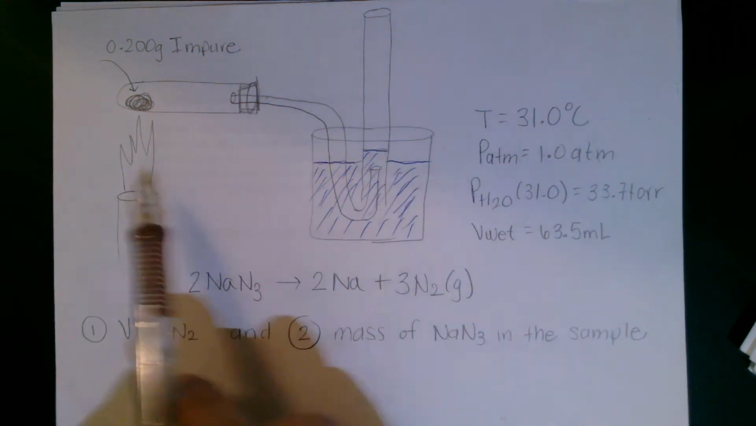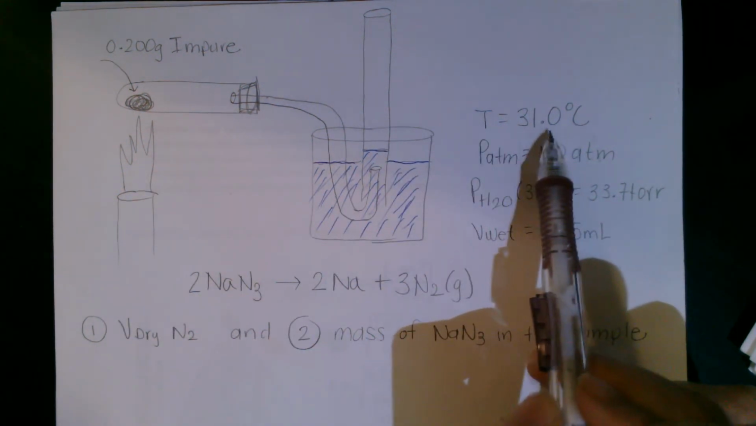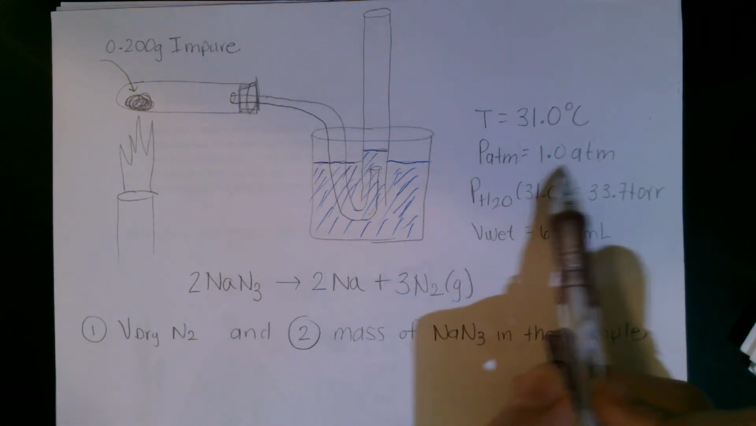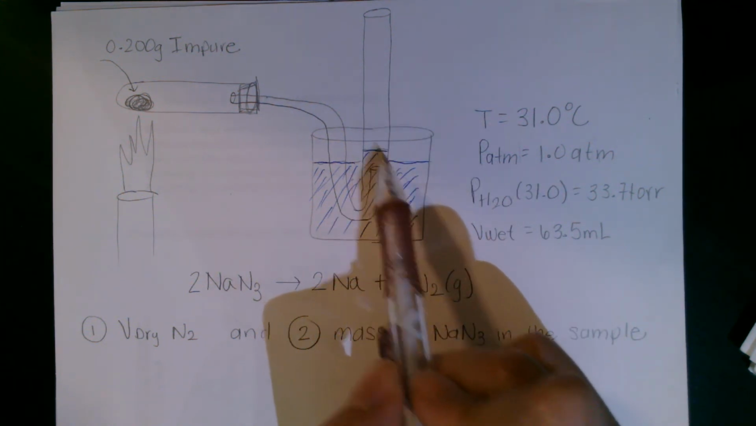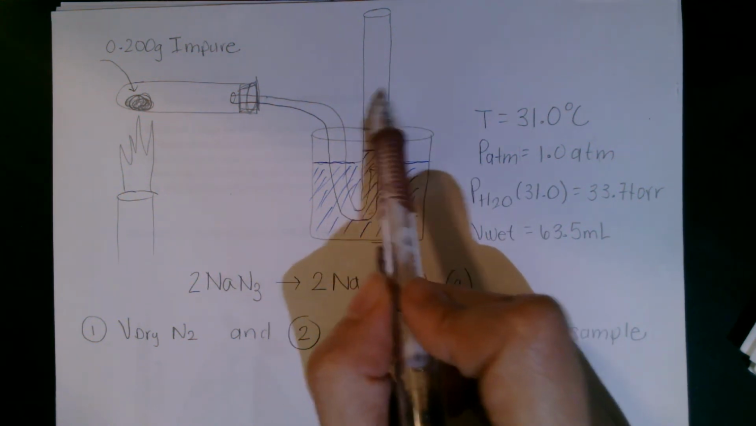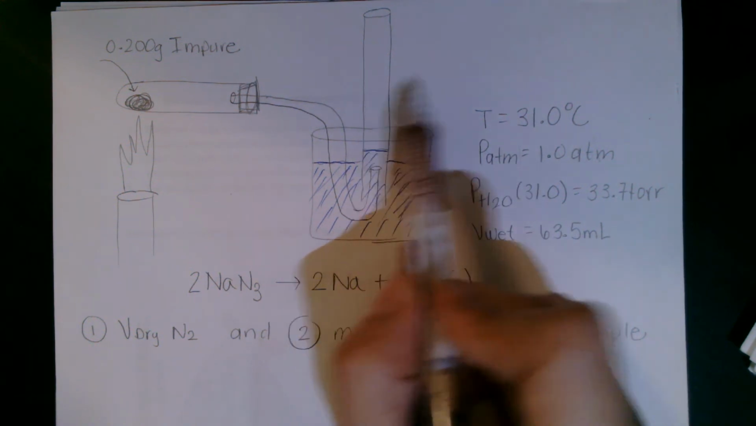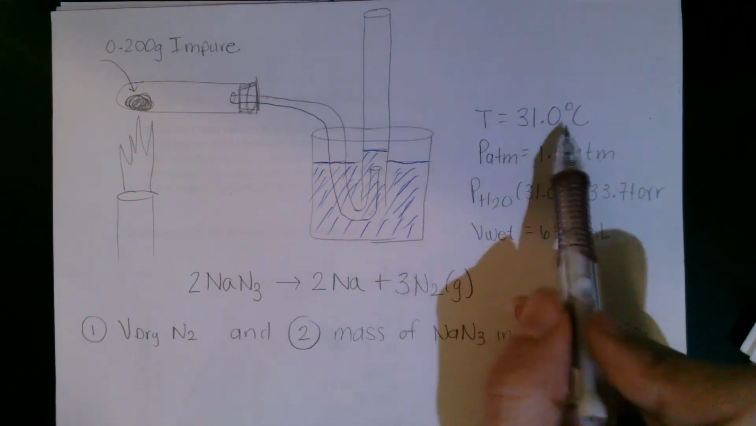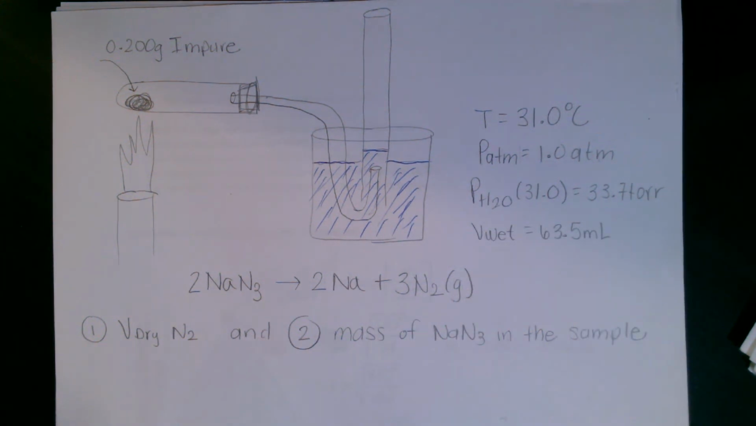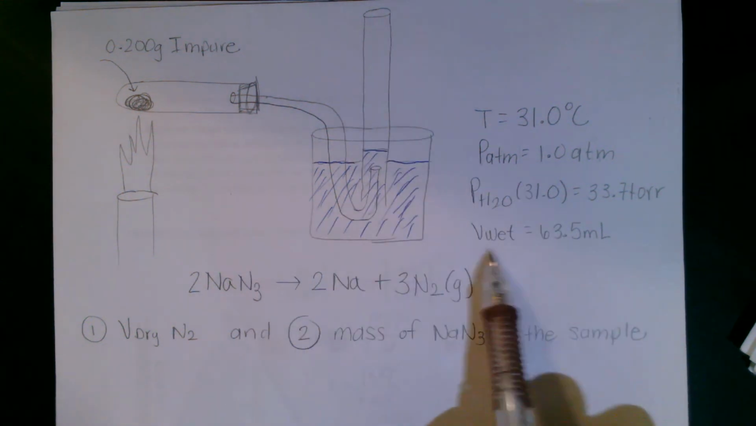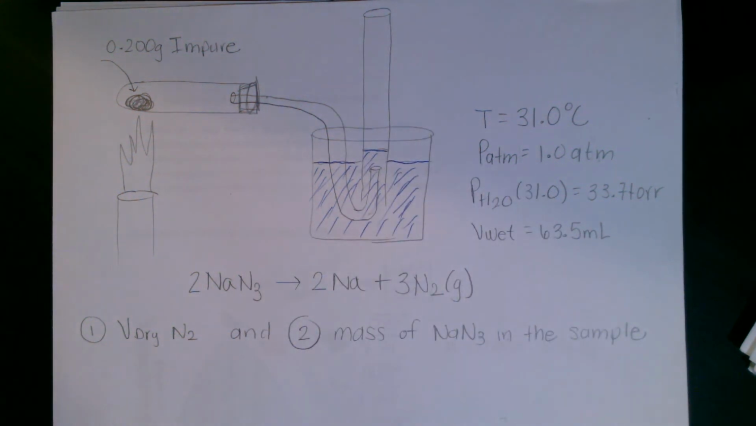Okay, so this reaction was done at a temperature of 31 degrees Celsius. The atmospheric pressure is the pressure outside, and because these water levels are equal, the pressure inside is equal to the pressure outside. At this temperature, the vapor pressure of water is 33.7 torr, and this was done with a wet volume of the gas mixture, so the nitrogen and the water. So volume wet is 63.5 milliliters.